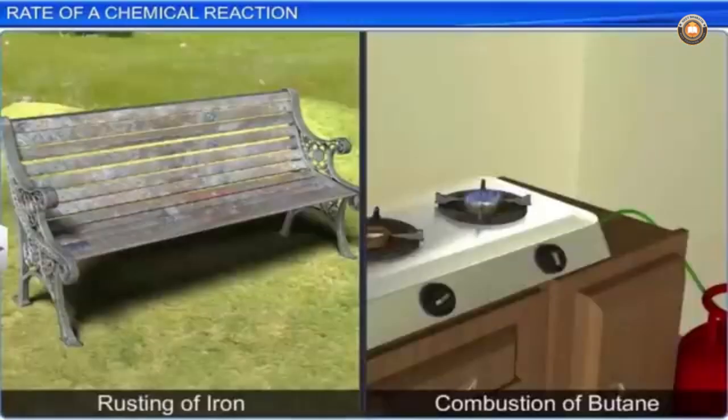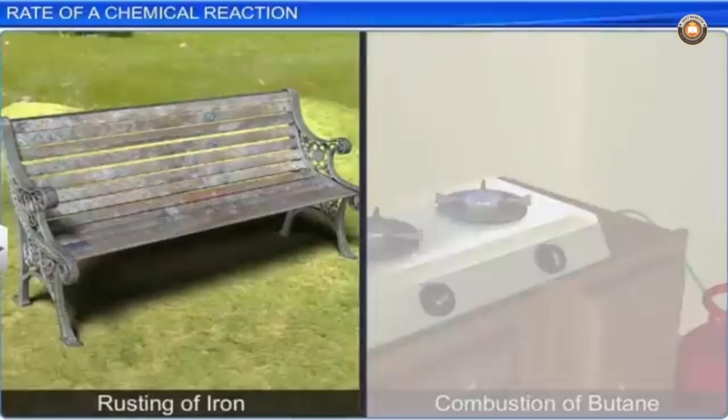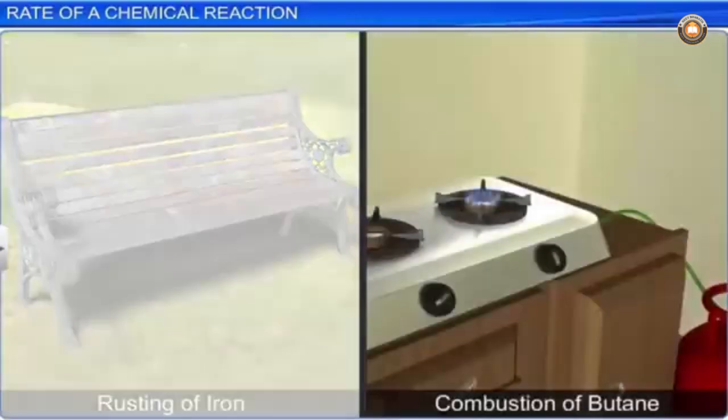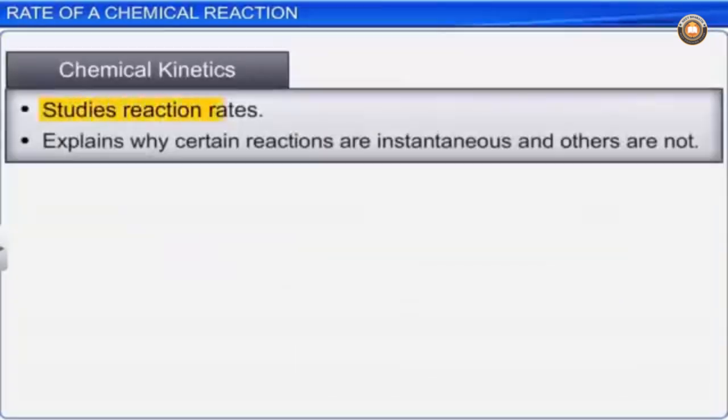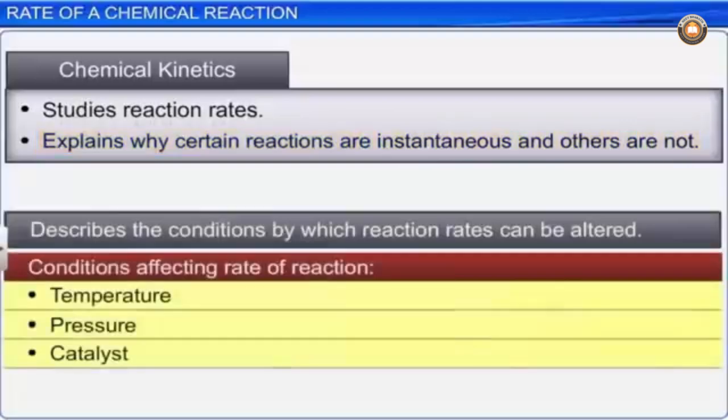Have you ever wondered why some reactions are slow while others are fast? Chemical kinetics is the part of physical chemistry that studies reaction rates and explains why certain reactions are instantaneous and others are not. It also describes the conditions by which reaction rates can be altered.